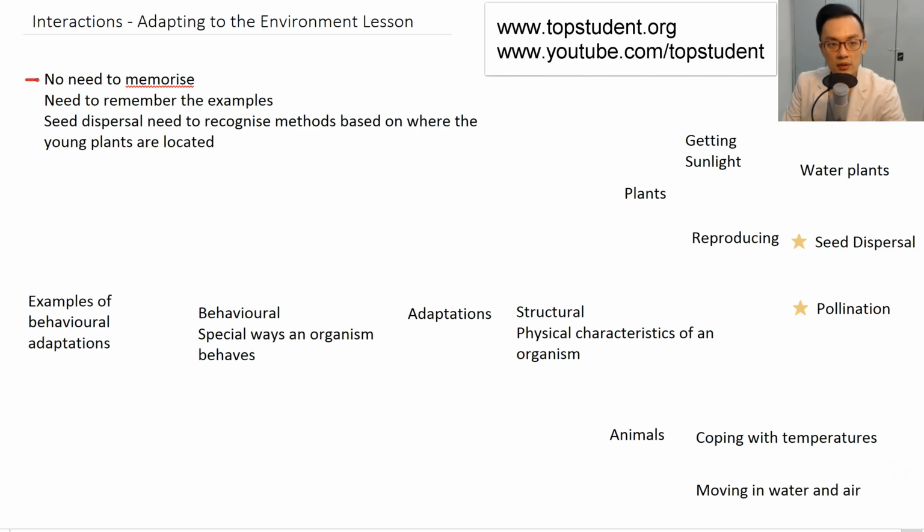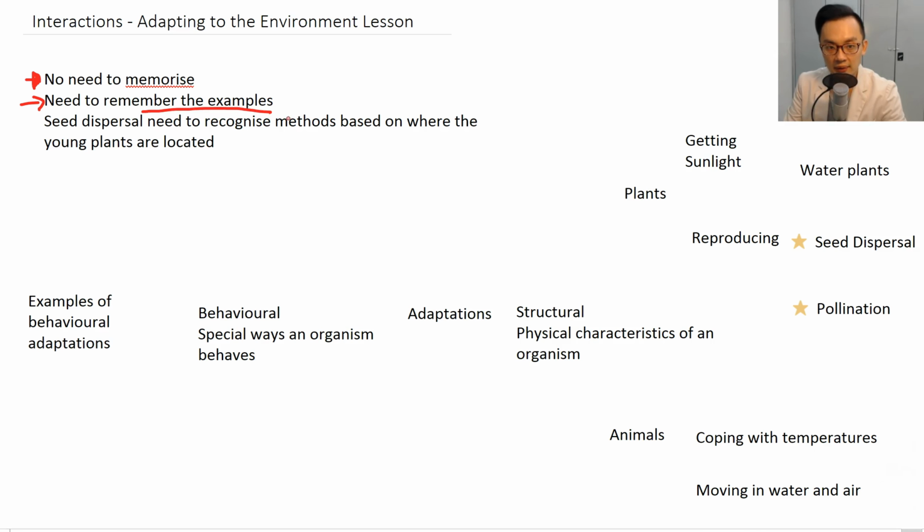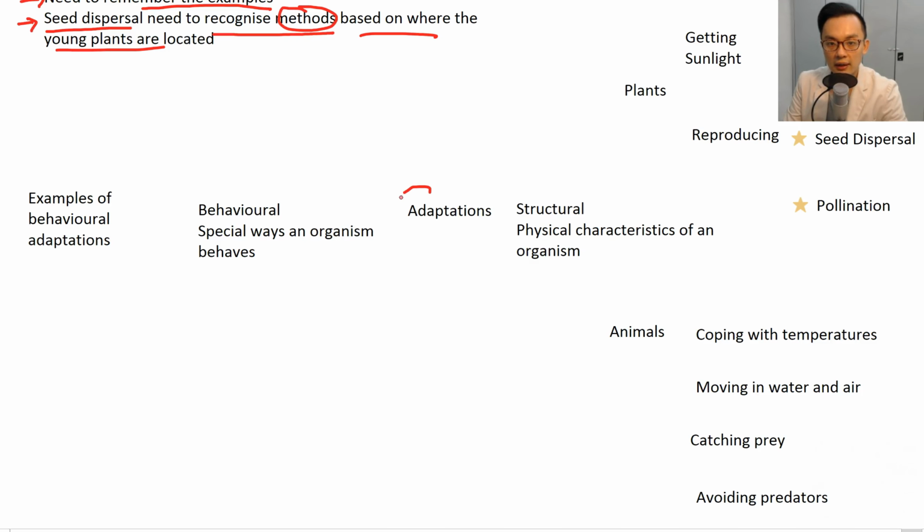So just some quick notes. There's no need to memorize this mind map. It's not going to come out in your exams. However, you do need to remember the examples that I'm going to give you, because those examples will be coming out in exam questions. Most specifically, I want you to remember seed dispersals. You need to recognize the different ways of seed dispersals based on where the young plants are located. This question will come out very often in the examinations. Alright, let's take a look at the mind map.